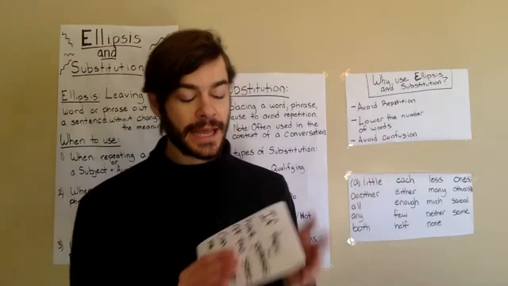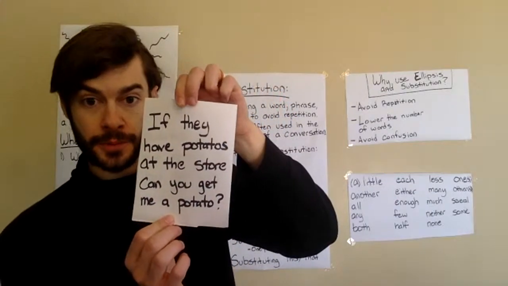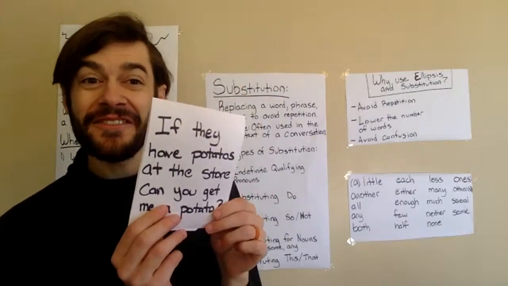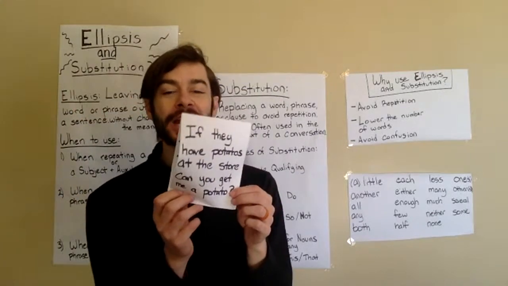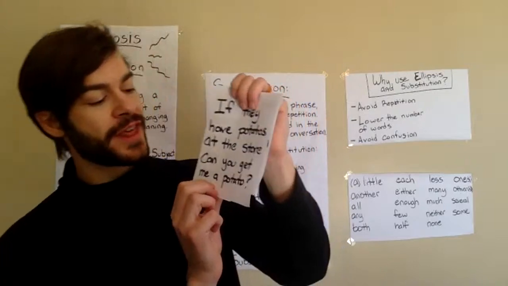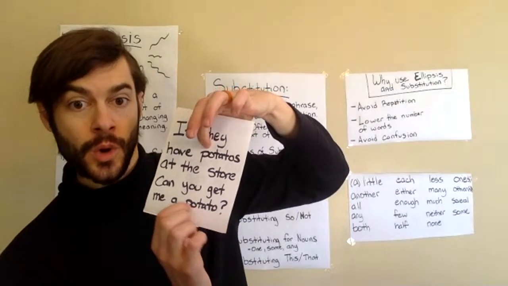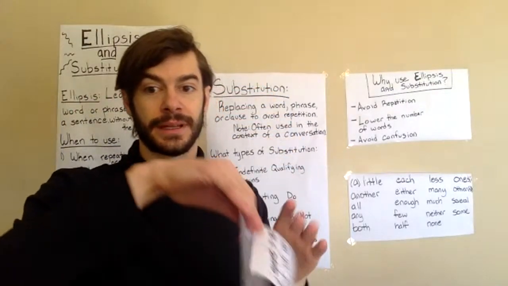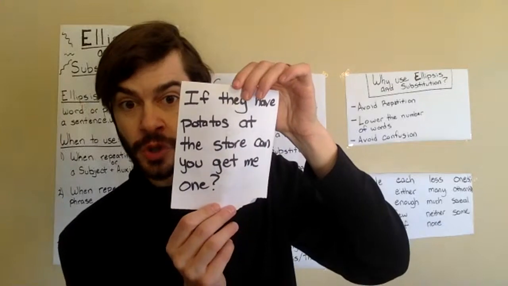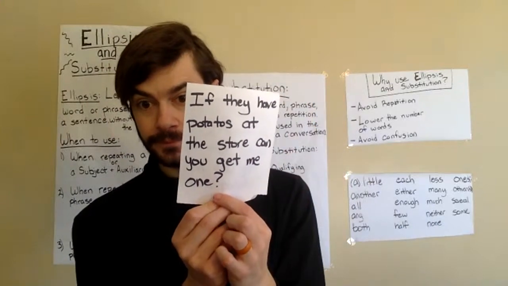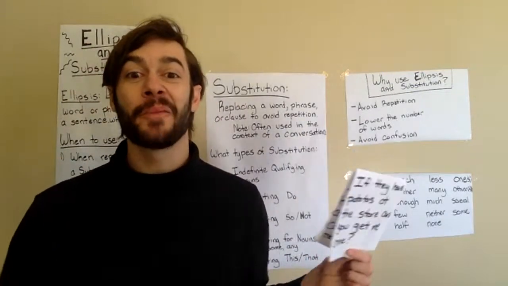So, as an example, we have, if they have potatoes at the store, can you get me a potato? So we can change this sentence, right? We can remove the noun. So we have a repeating noun here. Potato, potato. We can substitute this out, and we can say, if they have potatoes at the store, can you get me one? Good. Or we could say some, depending on how many you want, right?